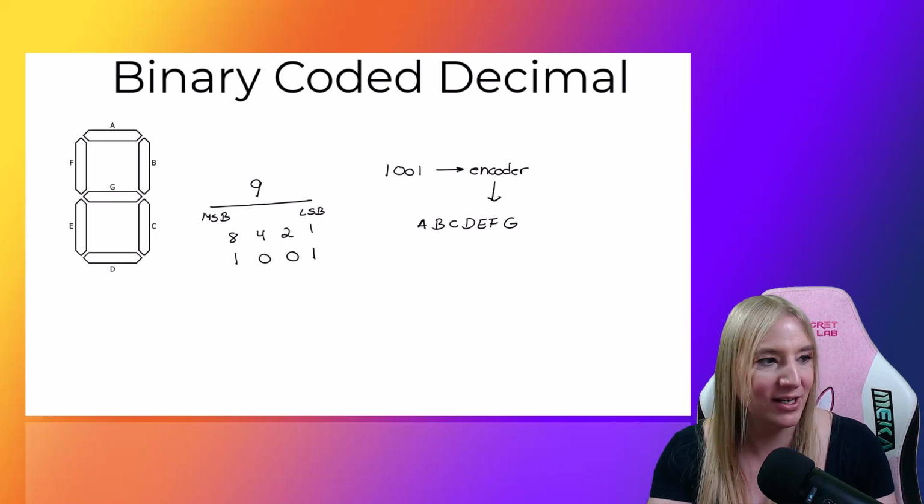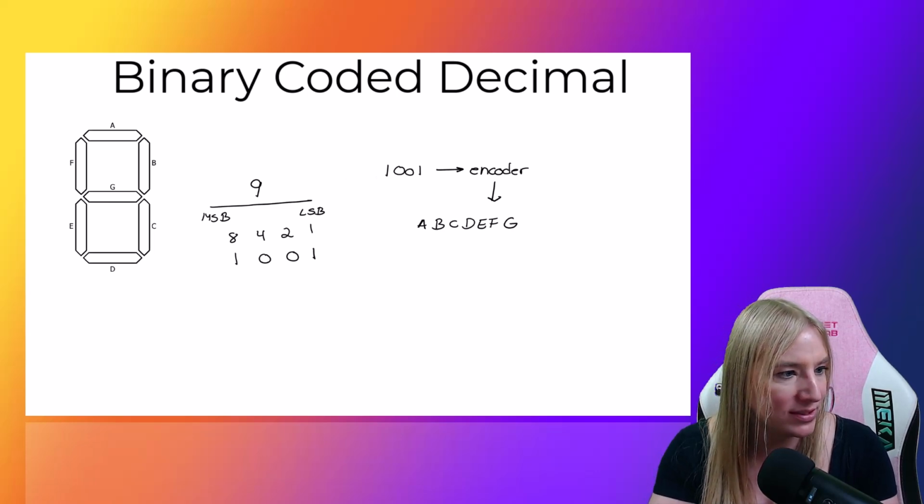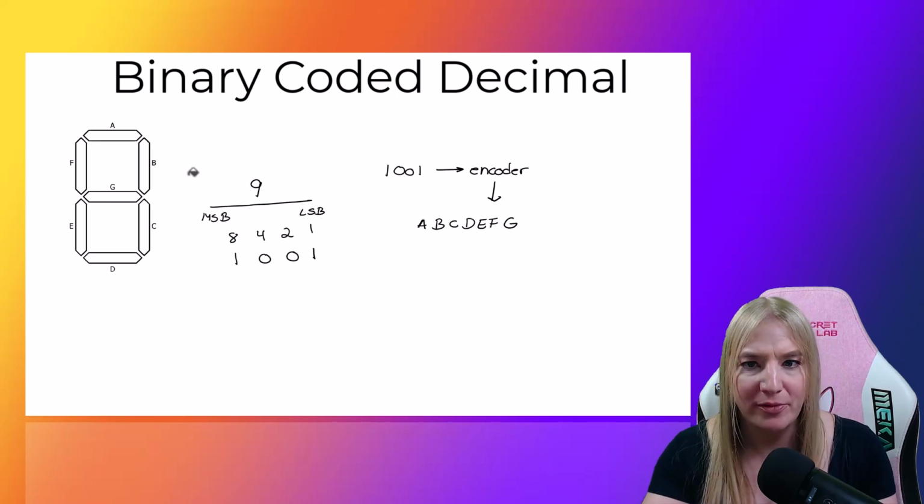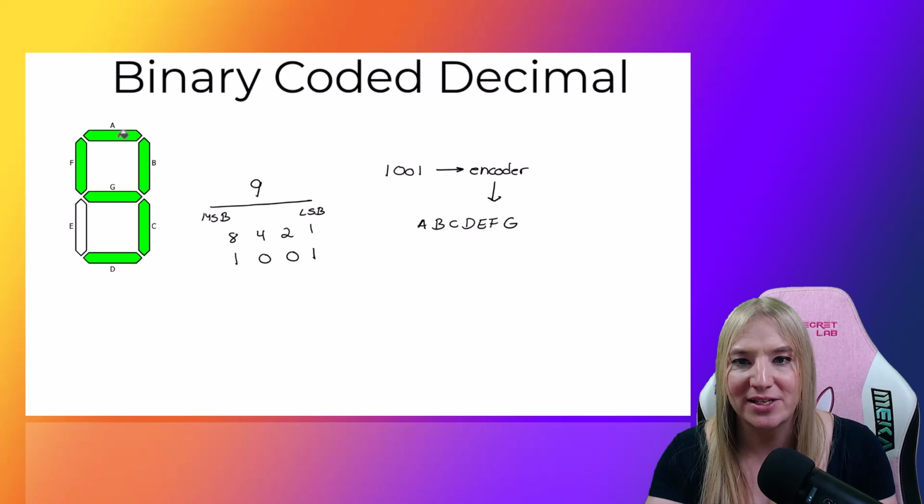Just like we did before, I'm going to color code this again. We want to make a 9 happen, so we're going to color code this just like before, just to make it easier to see. So there's our number 9, just like this. You can see we have a 9 right there.